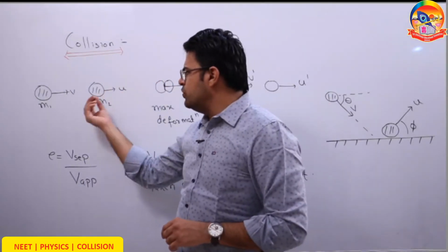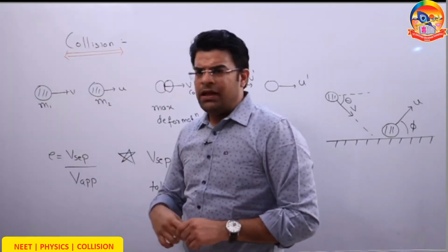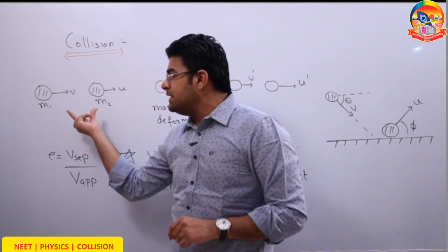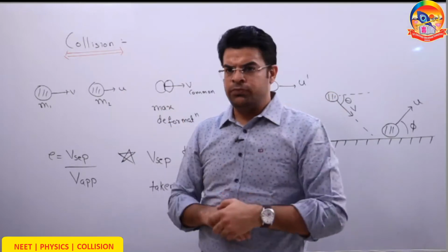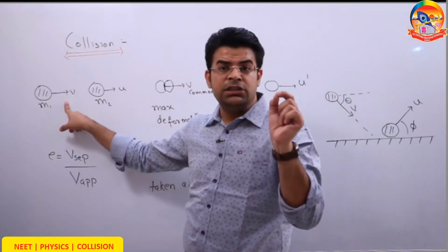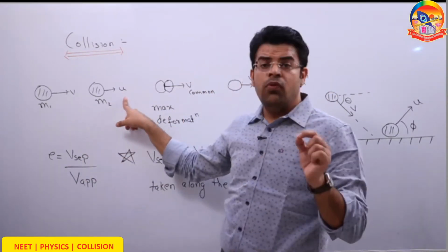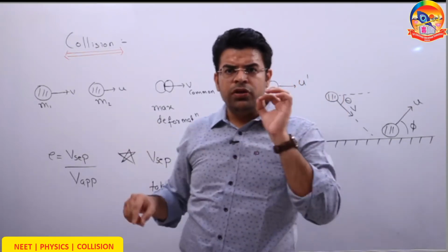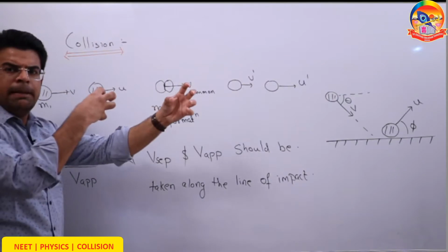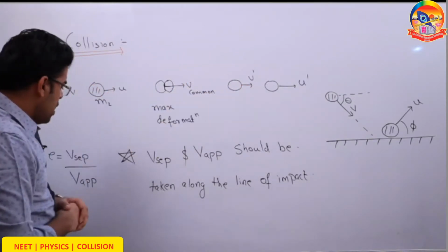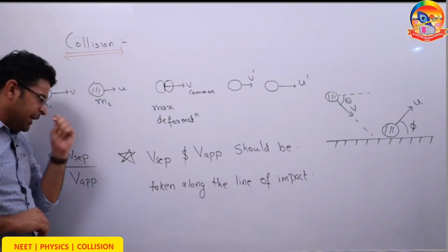This velocity u is trying to increase the separation, while this velocity v is trying to decrease the separation. Which velocity wants the masses to approach? The velocity v wants the masses to approach, while the velocity u wants the masses to separate. So you will write the velocity of approach to be v minus u. One more thing that has to be taken care of.